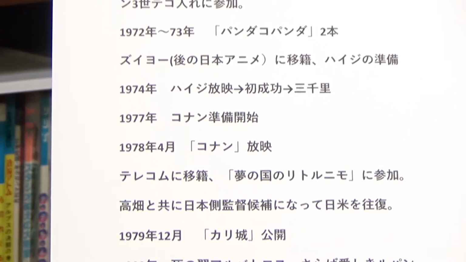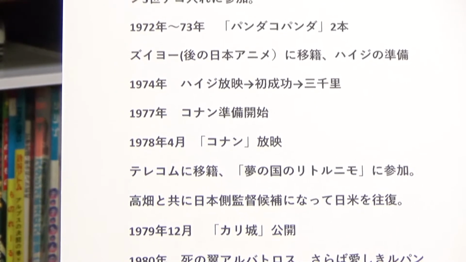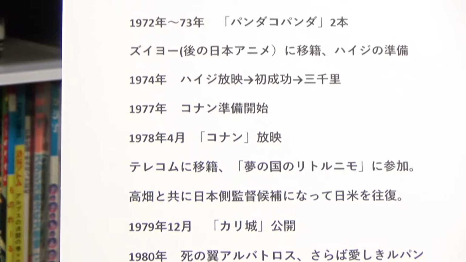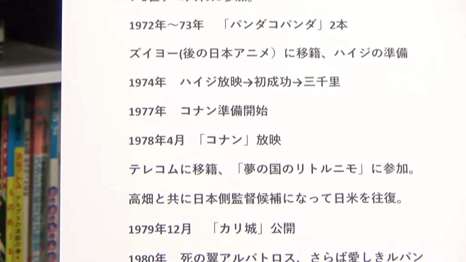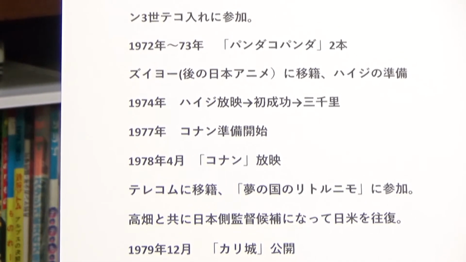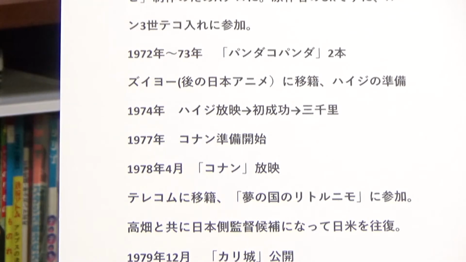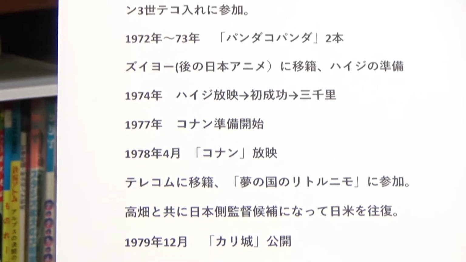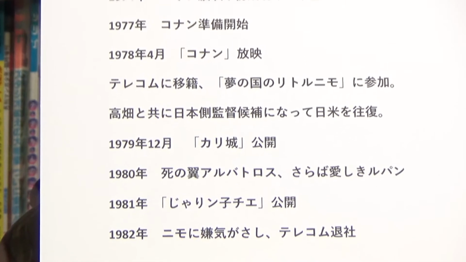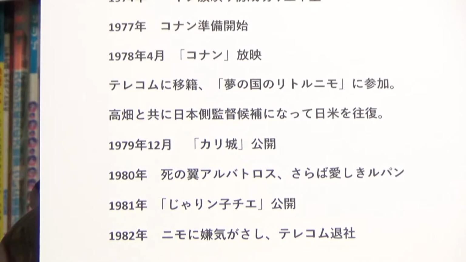Then he moved to Zuio and started preparing for Heidi, Girl of the Alps. Then, in 1974, Heidi was broadcasted. This was his first commercial success. Then he made 3,000 Leagues in Search of Mother. He gradually became a known figure among the anime industry as he grew his reputation. 1977, a pre-production of Future Boy Conan, his first director debut on TV, which was broadcasted the next year. After that, he moved to telecom to make Little Nemo, Adventures in Slumberland, with American creators. Miyazaki and Takahata were the Japanese director candidates, so they went back and forth between Japan and the US.